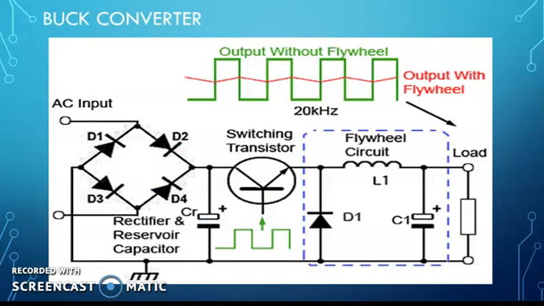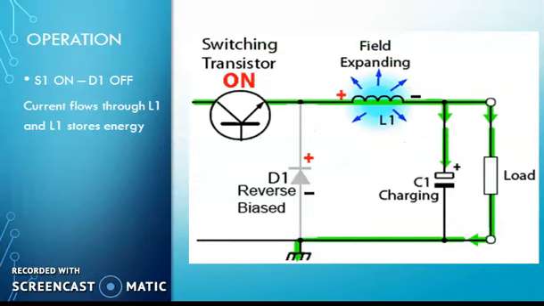Next type of converter is buck converter. Here in case of buck converter, a switching transistor is used. The transistor is used as a switching element. The diode is connected in parallel, and the inductor, capacitor and the output load are used. When the switch is on, the diode is in reverse bias and the inductor starts storing its energy and the capacitor starts charging through the inductor.